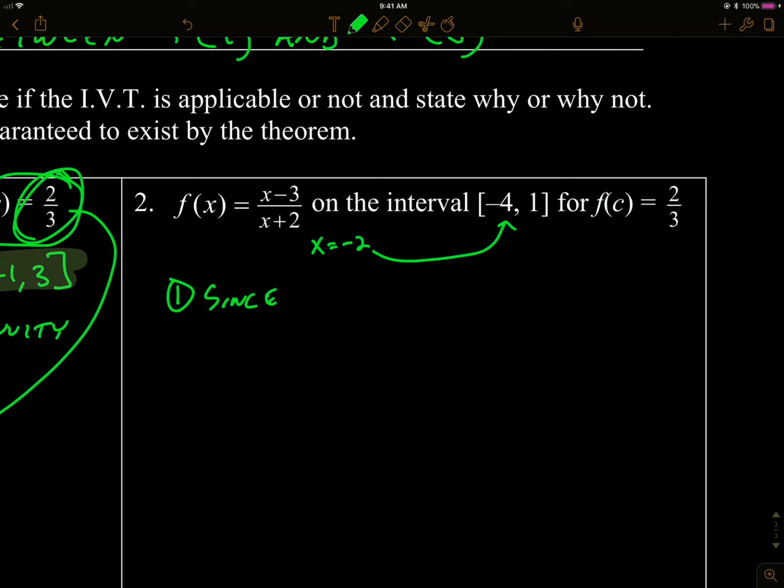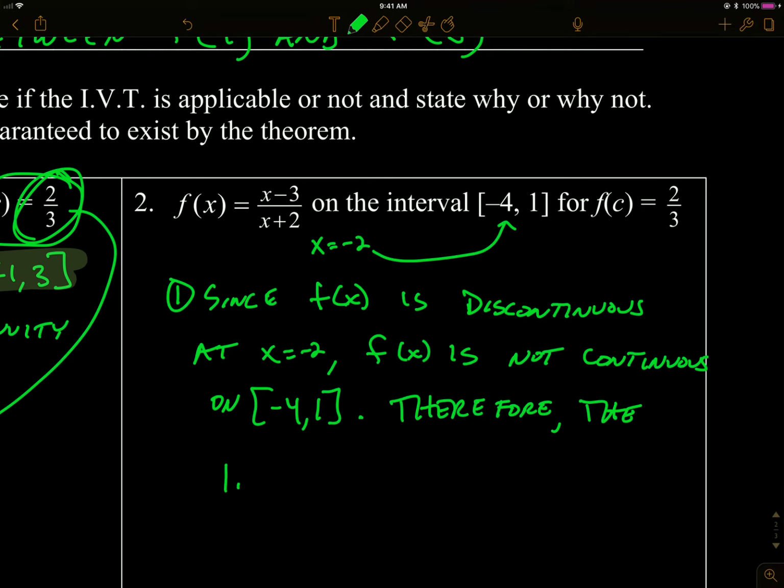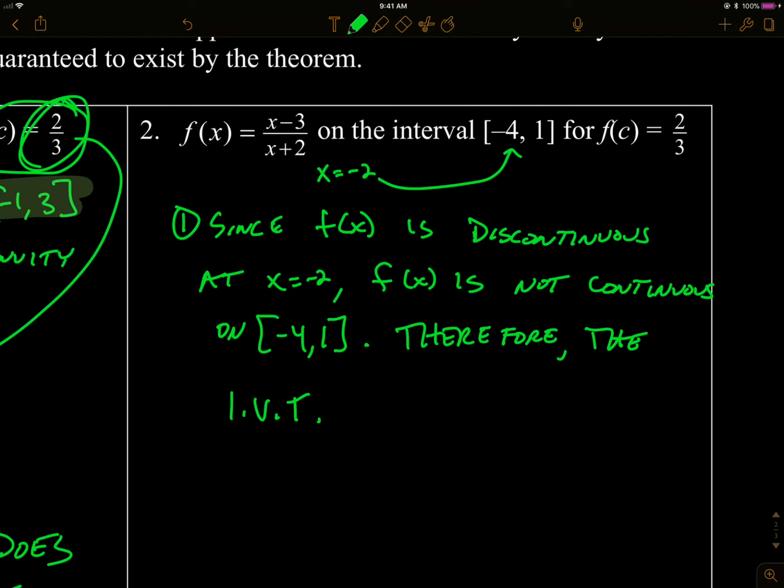since f of x is discontinuous at x equals -2, f of x is not continuous on the interval. Therefore, the IVT does not guarantee, or we can just say is not applicable, I guess.